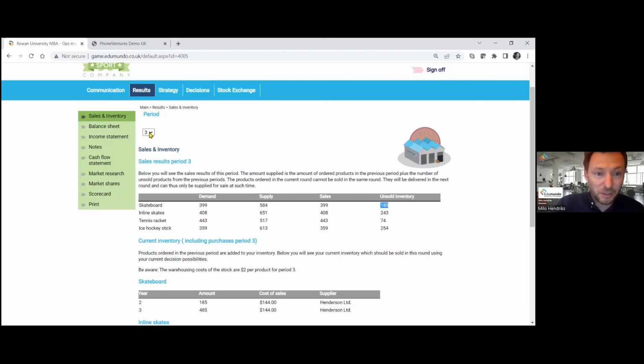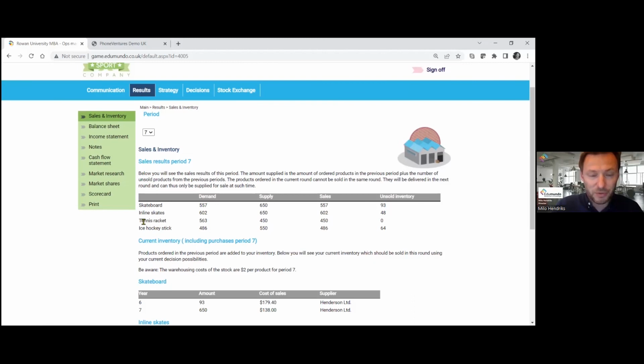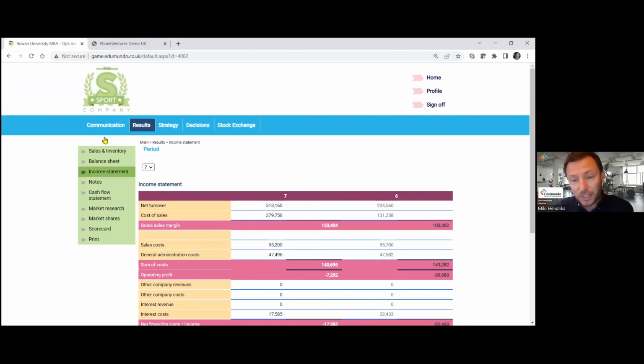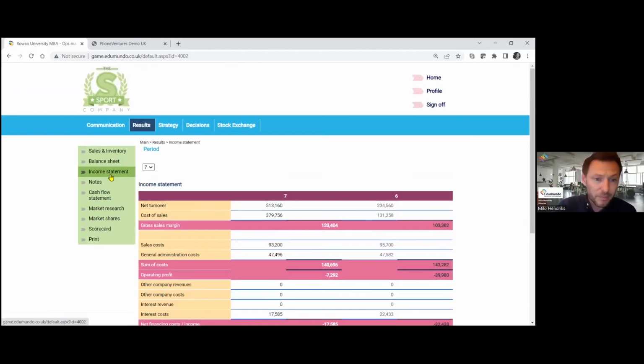If we look at other years, for example, of this company, you will probably see sometimes here for tennis rackets, for example, the opposite, that the demand was 563, while they only had 450 in stock. So they could have earned and sold a lot more if they had maybe raised their price or purchased more tennis rackets in the previous year. Other indicators for them to analyze are, for example, the financial sheets, the income statement. Did we make a profit, yes or no?